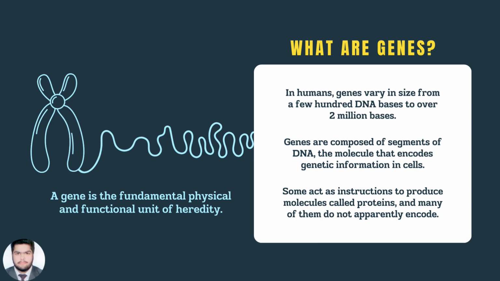Point 3. What are genes? In humans, genes vary in size from a few hundred DNA bases to over 2 million bases. Genes are composed of segments of DNA, the molecule that encodes genetic information in cells. Some act as instructions to produce molecules called proteins, and many of them do not apparently encode. A gene is the fundamental physical and functional unit of heredity.